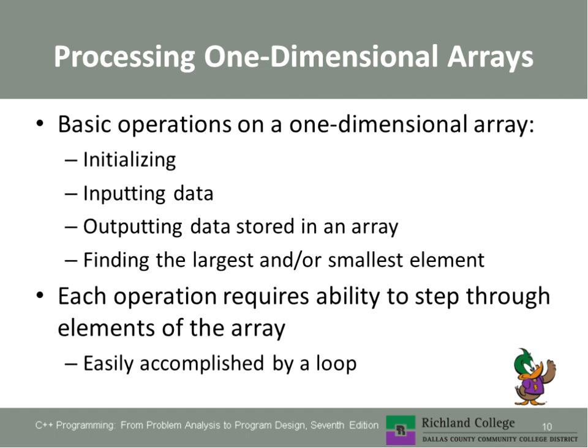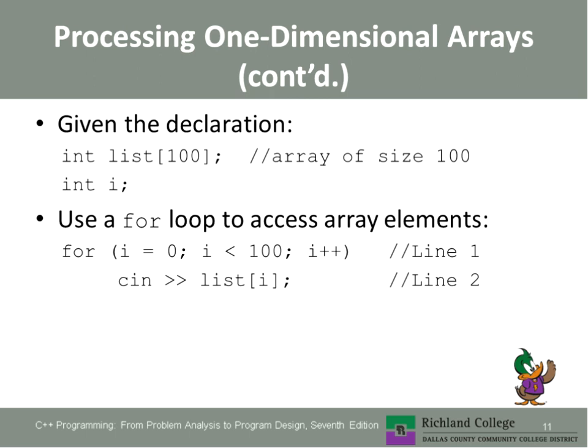So each operation requires the ability to step through elements of the array. Whatever we do, if we're initializing it, or inputting data, or outputting data, or finding small or large elements in the array, we have to step through each one of the elements, because we cannot have aggregated operations. So in order to step through all the elements, we need to be in a loop.